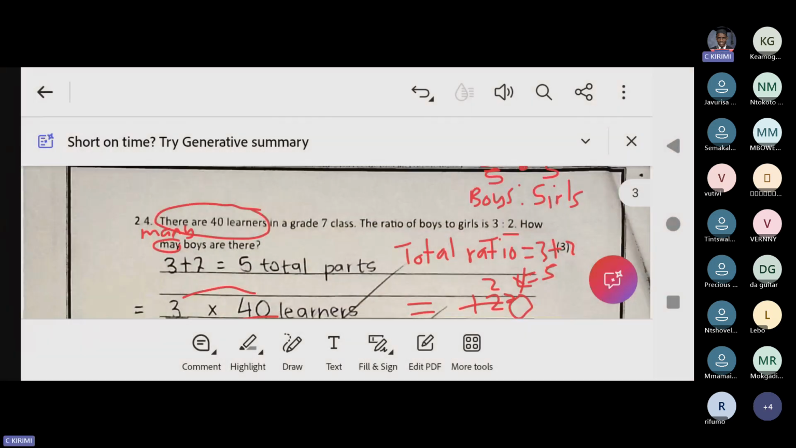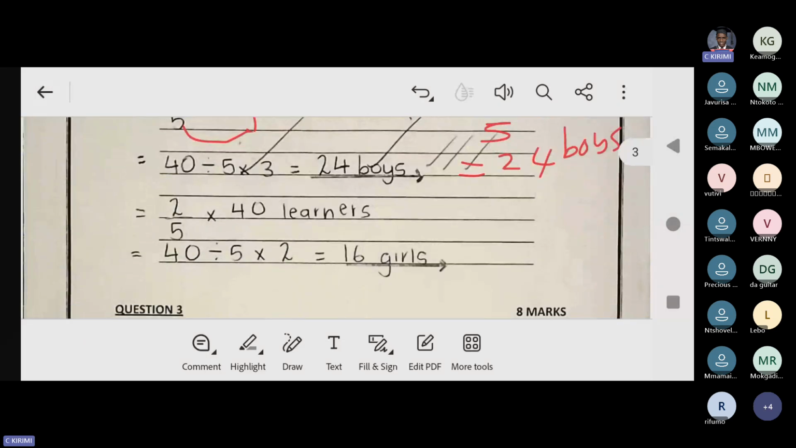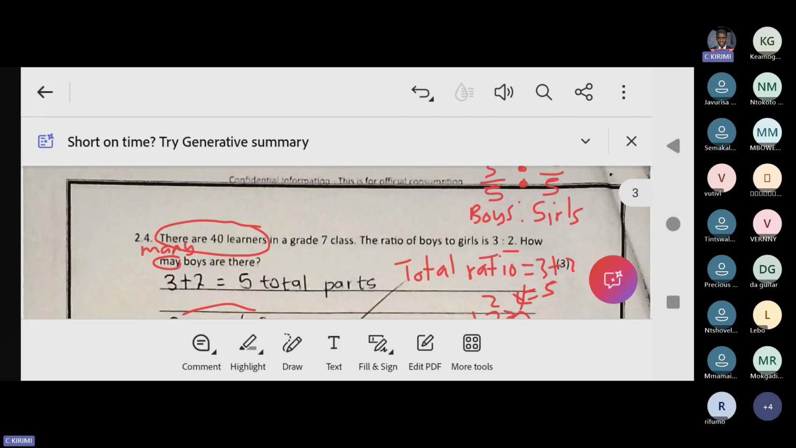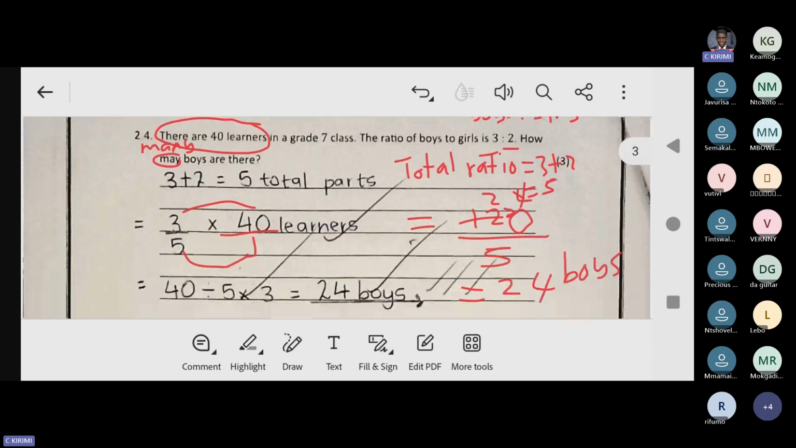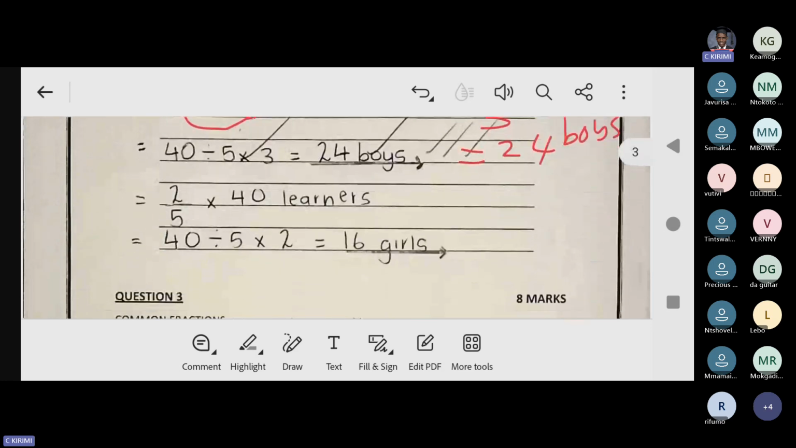How many boys are there? So 24 boys in class. We were only asked the number of boys, the number of girls was not asked. But if they want you to calculate the number of girls, you do the same. 2/5 of 40 learners, which means 40 over 1. Numerator times numerator, you get 80. Then denominator times denominator, you get 5.